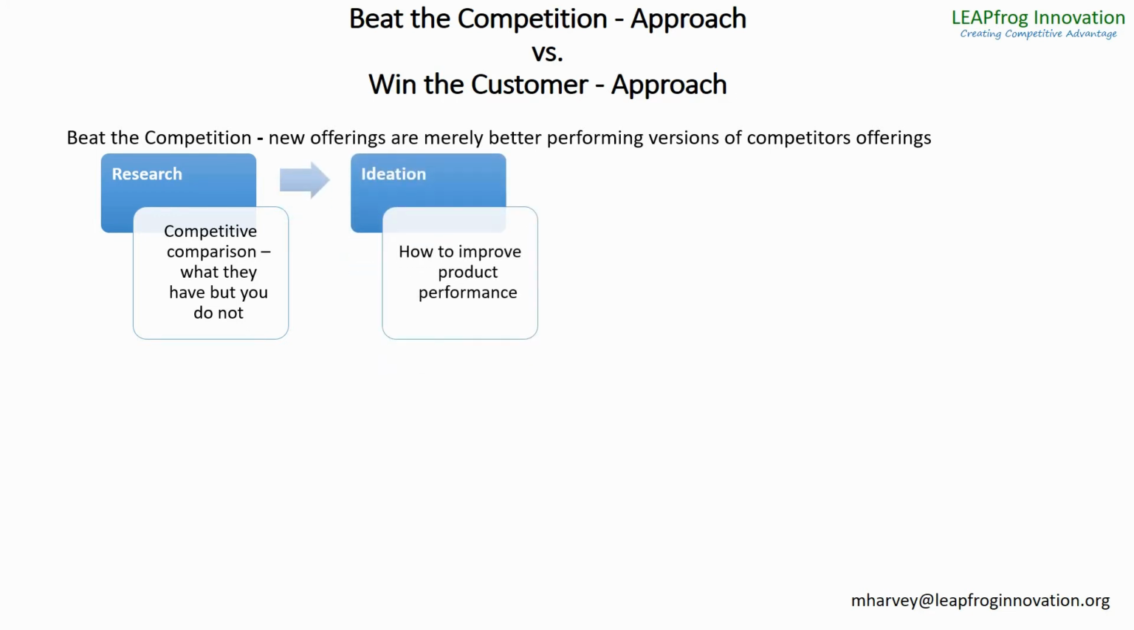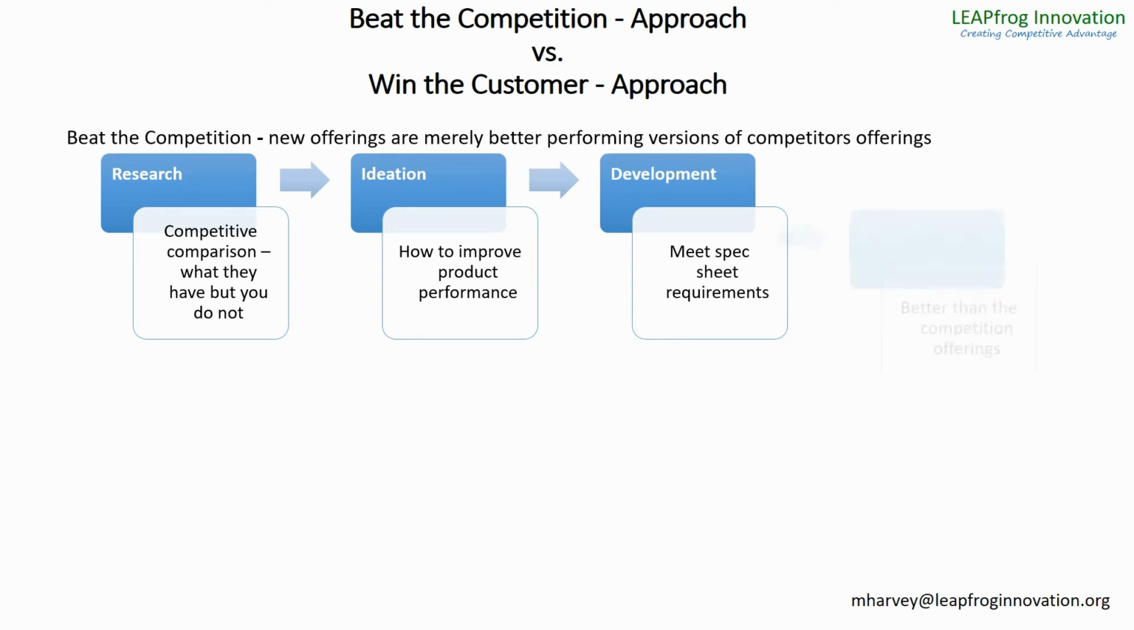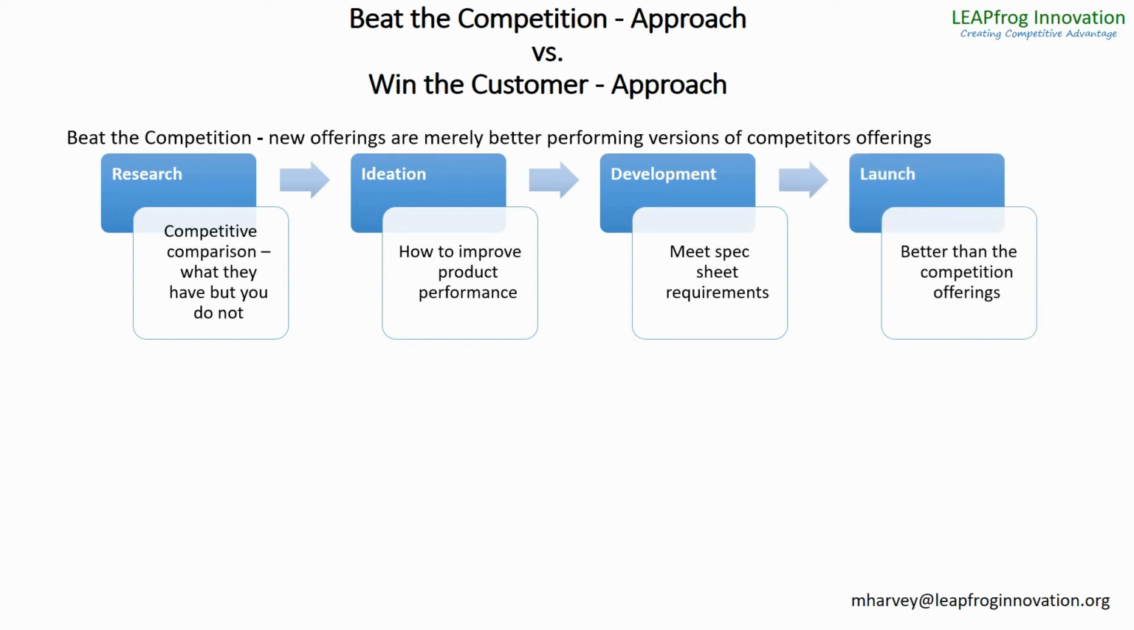How can we improve our product performance? How can we make our current products perform better than the competition? How can we make our current products do what they do today, but even better? Development is based on achieving a spec sheet. How do we meet or exceed the product spec sheet? Launches are offerings which are merely better than the competition. Your spec sheet is better than the competition. Your feature set is better than the competition.